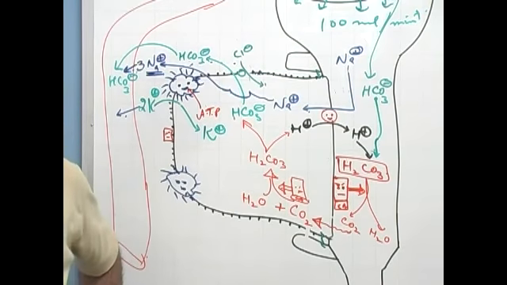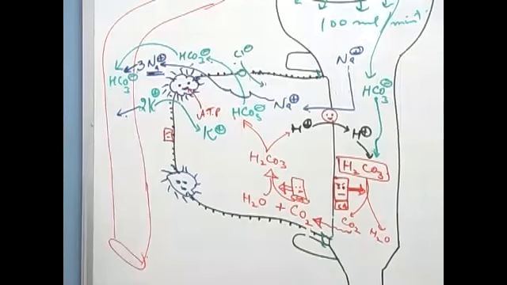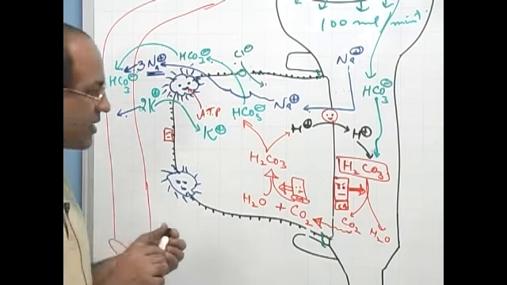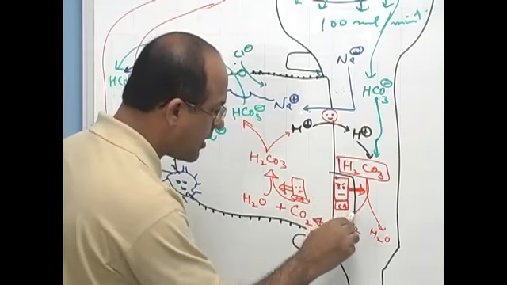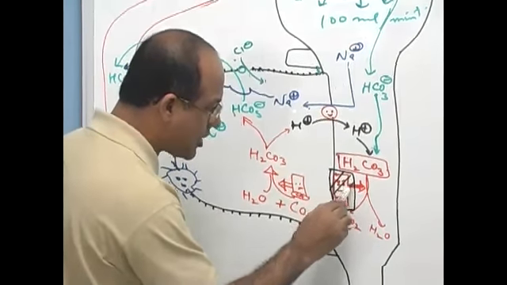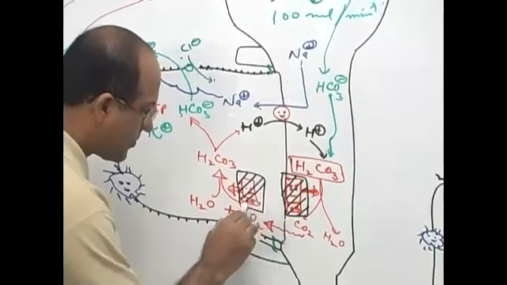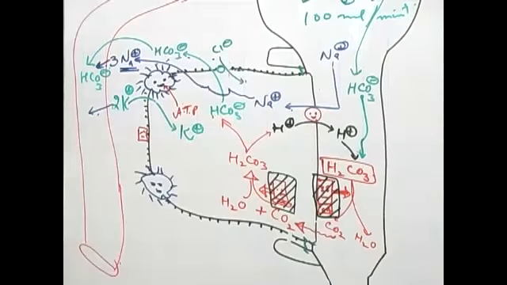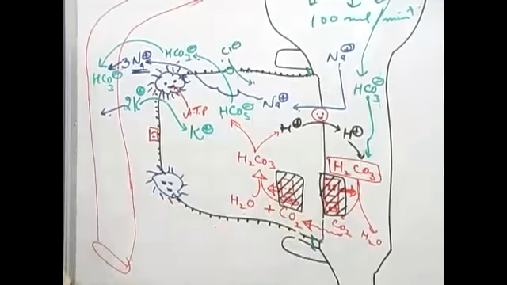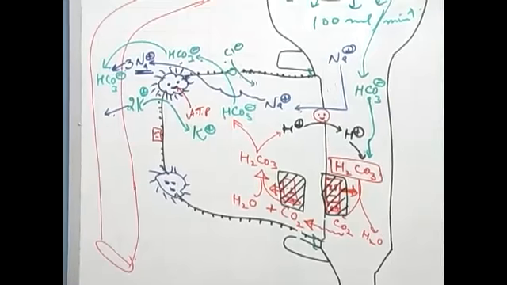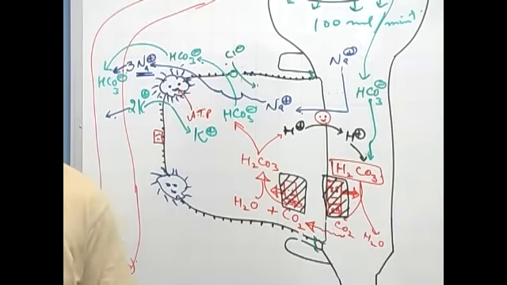Now let me put a question to you. Let's suppose we have a drug or diuretic which can specially disturb this enzyme. What is this enzyme? Carbonic anhydrase. This is the black drug, and this black drug is able to react with carbonic anhydrase and make its function lost. What will happen really?